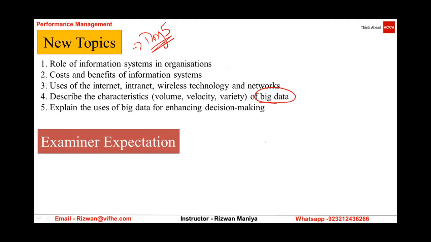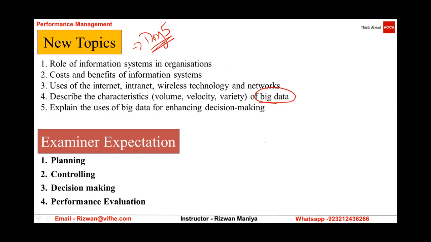Moving forward, what our examiner expects from us is, the examiner expects you people to be good in planning, controlling, decision making, and performance evaluation. So friends, these are the 4 skills that you need to ensure you have if you really want to make an impact in the December 2019 attempt.